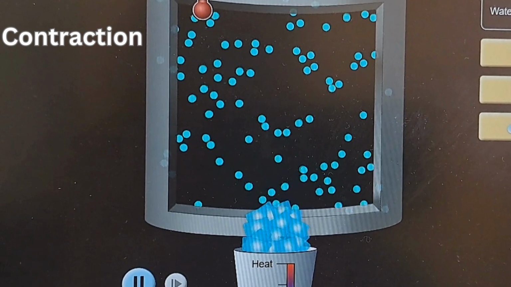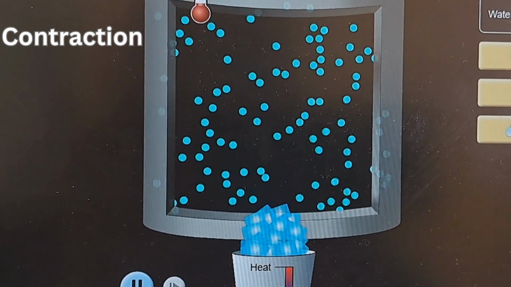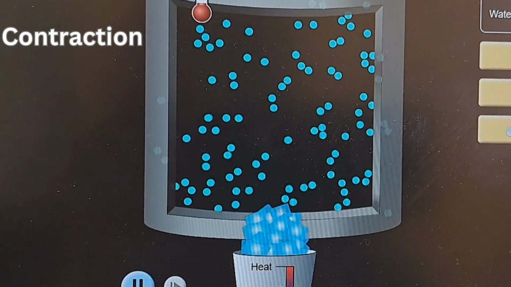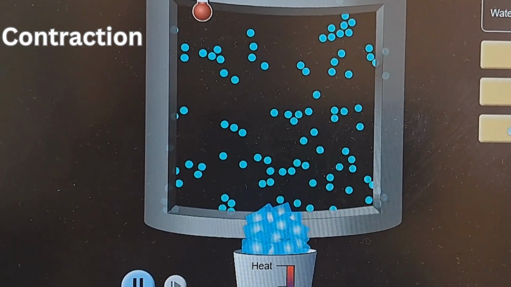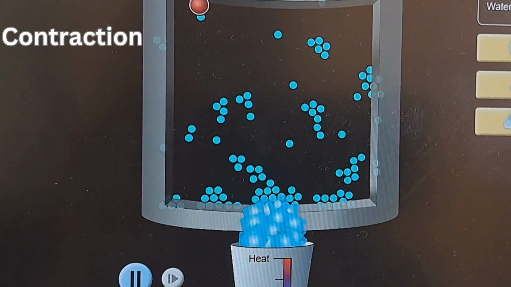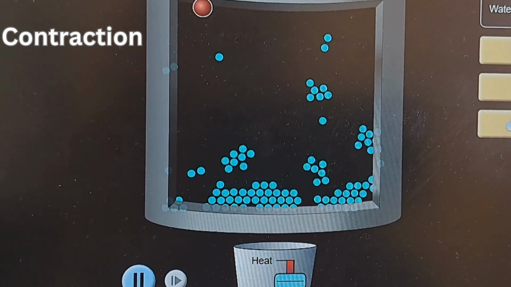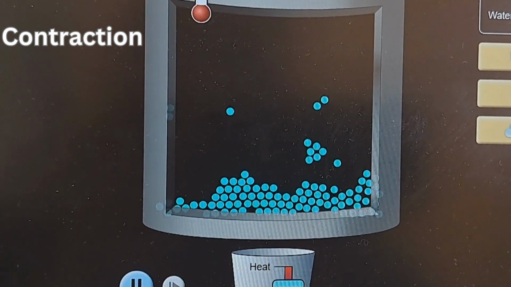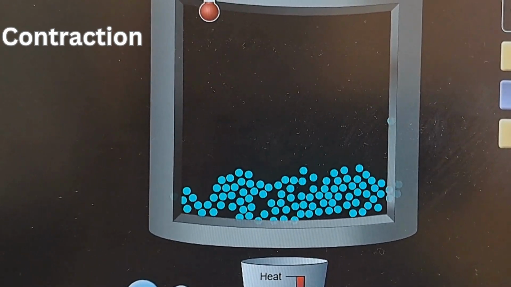But water does not always behave like other substances. When we freeze or solidify water, it does not contract as we would expect. Instead, it expands. This property of water also allows ice to float.